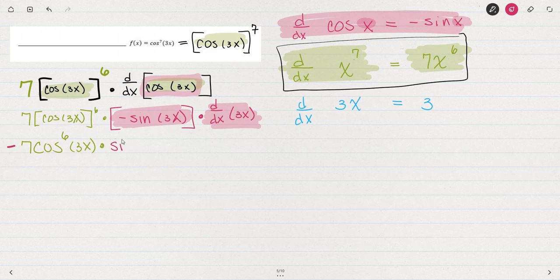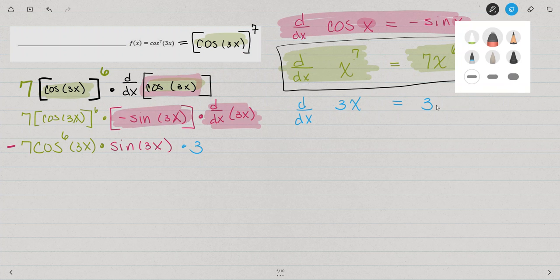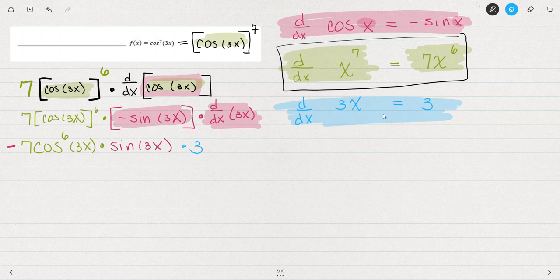Opposite of sine of 3x. And now all that's left is the derivative of 3x. Easy, that's 3, right? The derivative of 3x is 3. And so here's where that 3 comes from.